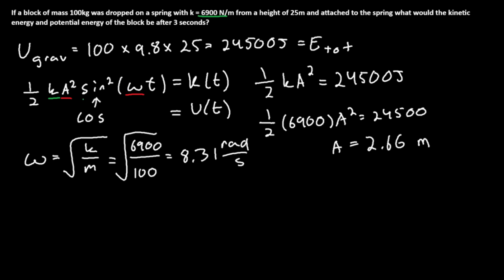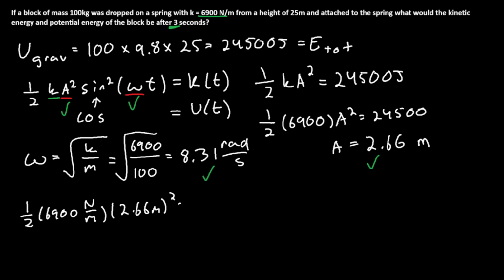Well, great. We have angular frequency. Check. We have amplitude. And we also have the time, 3 seconds. So all we need is just plug things in. So for kinetic energy, it's 1/2 times your spring constant times your amplitude squared, which is 2.66 meters squared, times the sine squared of your angular frequency, 8.31 radians per second, times time. So 3 seconds.